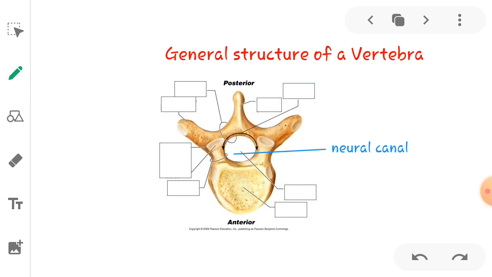And it is having a cavity inside it. This is known as neural canal or central canal. This is the area where spinal cord crosses. So this is the reason it is known as vertebral column, when all the vertebrae are arranged one upon the another, making a channel, making a column, and spinal cord runs through it.